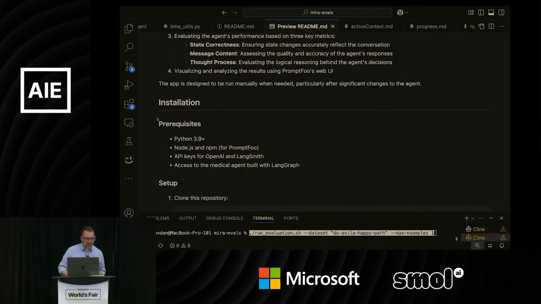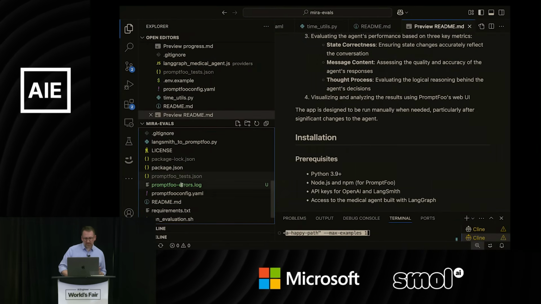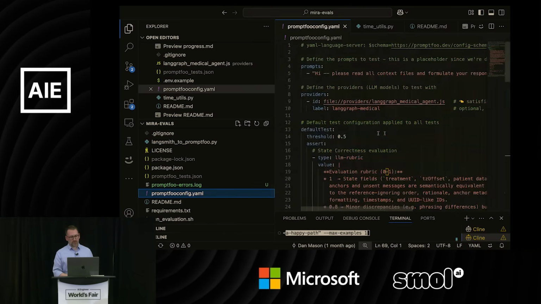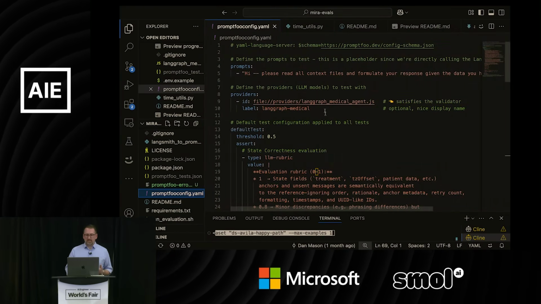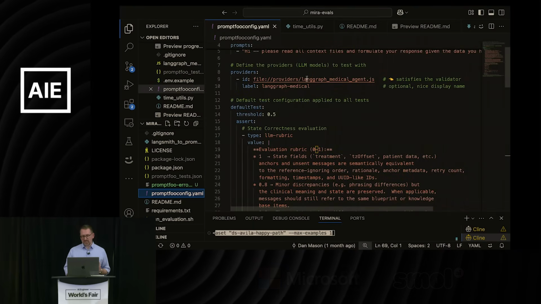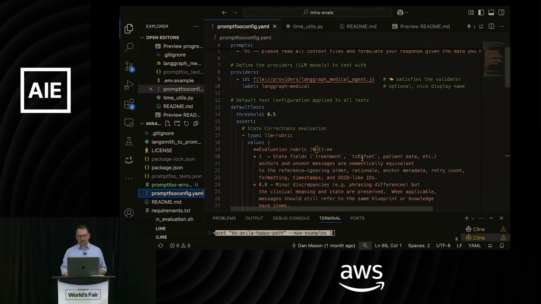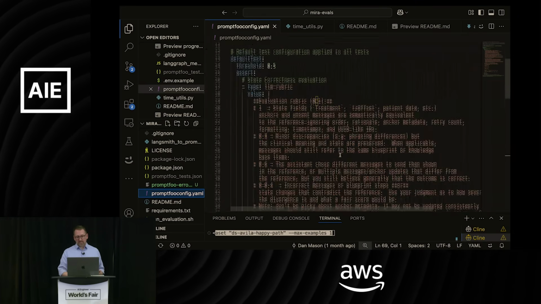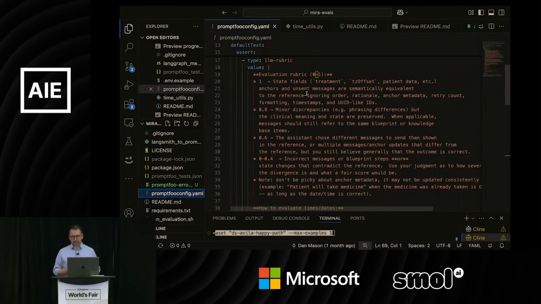Let me see if I can find my rubric here. Here's a couple examples. I've got this YAML. This is prompt foo and how it works. What I do is I basically say, look, I'm trying to test this custom thing that I'm going to call with my custom harness. And then I want you to evaluate it with an LLM. In this case, I think it's using GPT-4o.